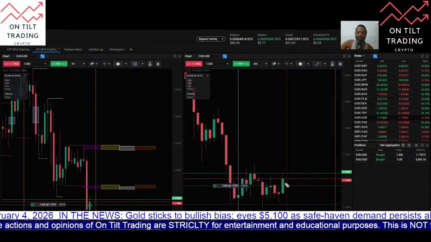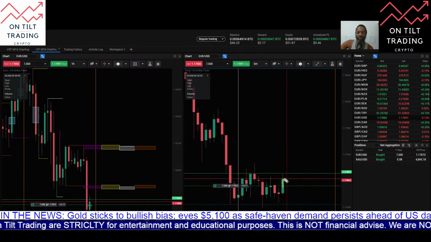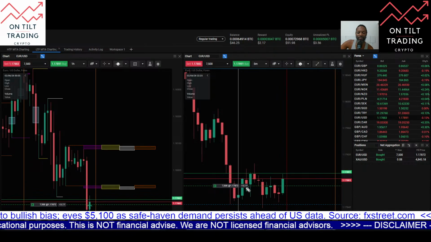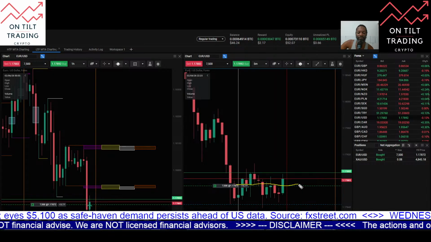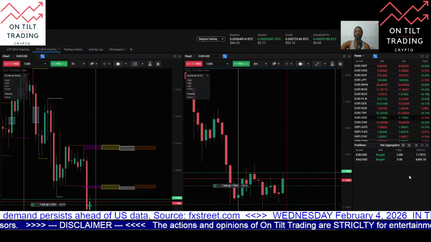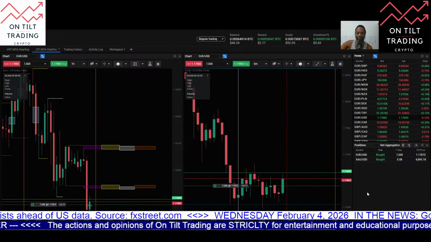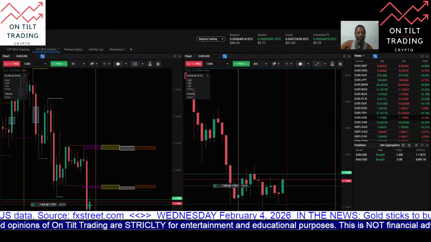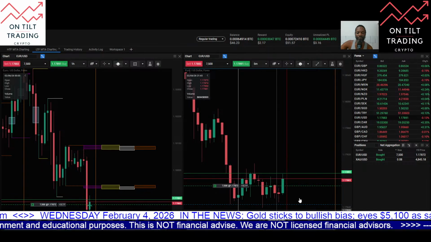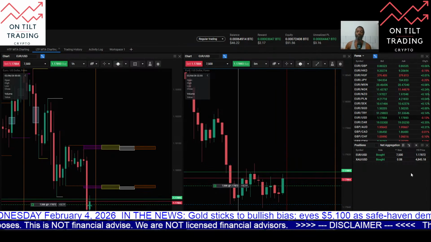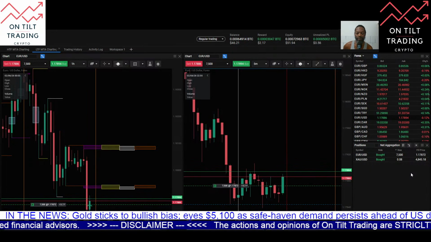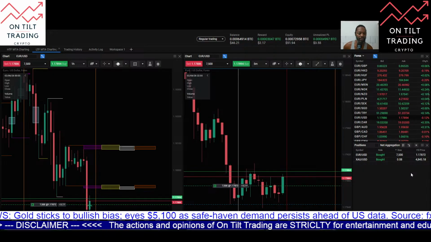So ideally it will close up and above the order block level here. Less than 1 minute remaining in the current 5-minute candle and the hourly candle.